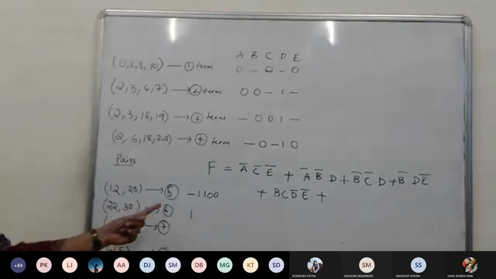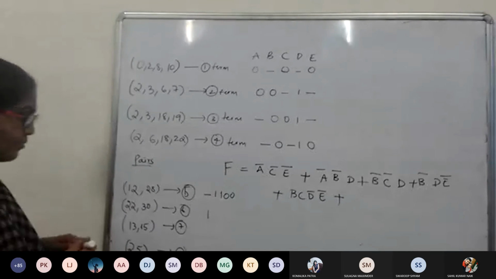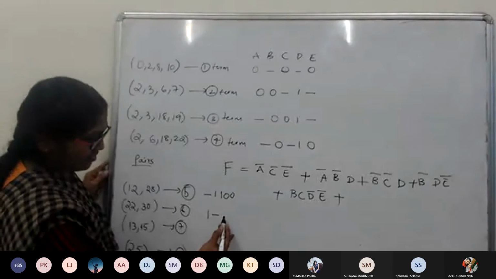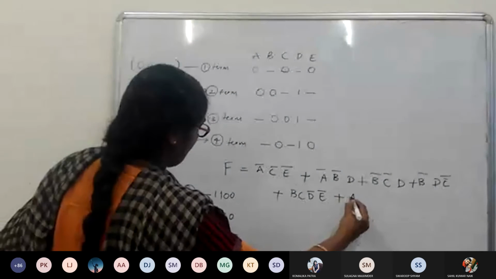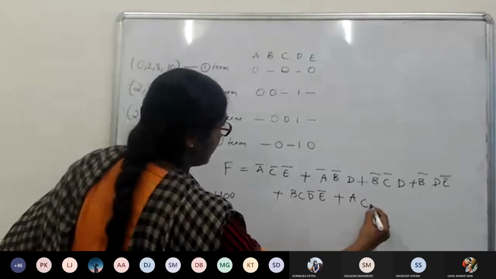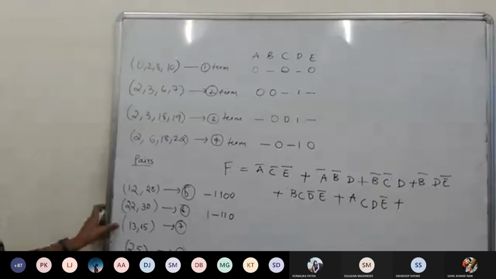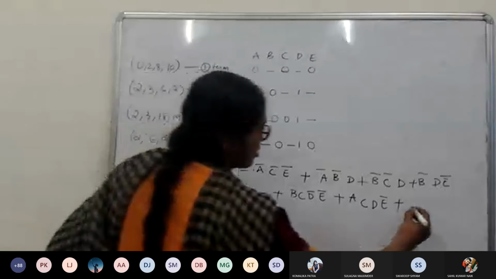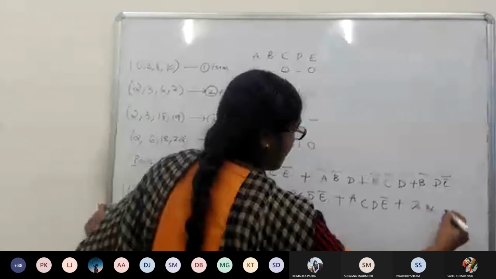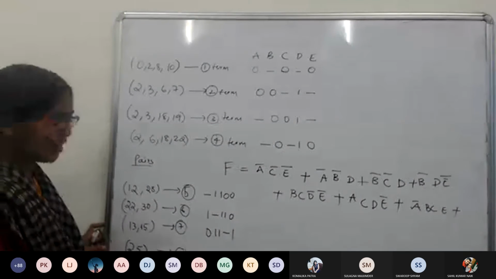Right. So 22 and 30, ma'am? Bar 1, 1, 0. Okay. So this one will be your A, C, D, E bar. Then afterwards 7. Ma'am, 13 and 15 is 0, 1, 1 bar, 1. Okay. So this will be A bar, B, C, E. Okay. Then 25. So your 25 will be normal.